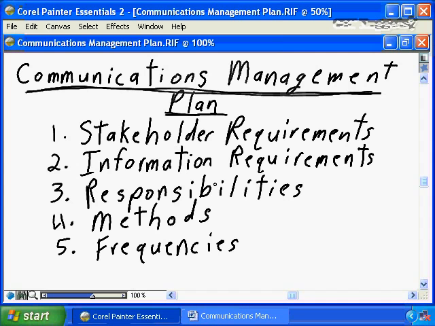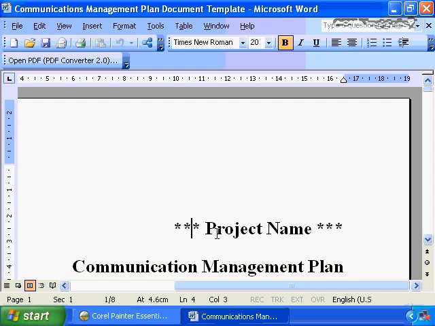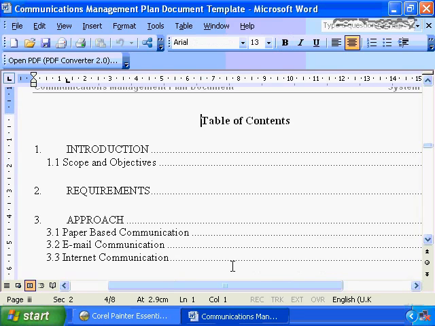What would a Communications Management Plan look like? Let's have a quick look at a Communications Management Plan. Here's a sample template. Remember, one of the success factors of good project communications is development of templates. So the template would do things like a global change of all *** project name *** to your project name. So that is an example of a template in place in our project. If we scroll down a little bit and go to the table of contents, we'll see the information that we've discussed already.